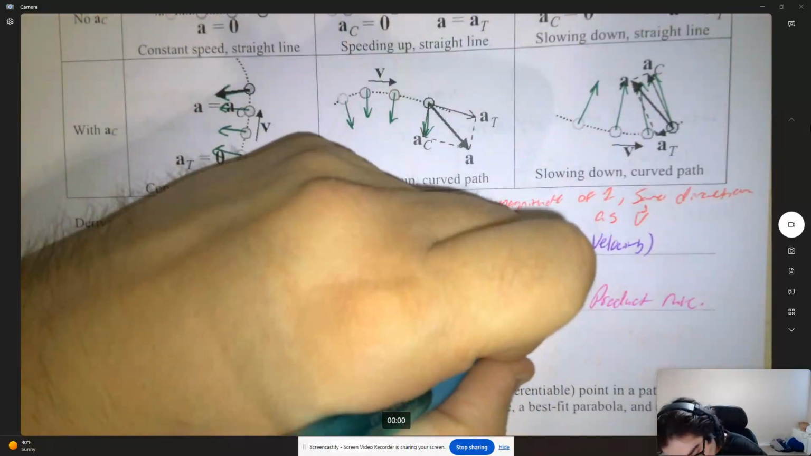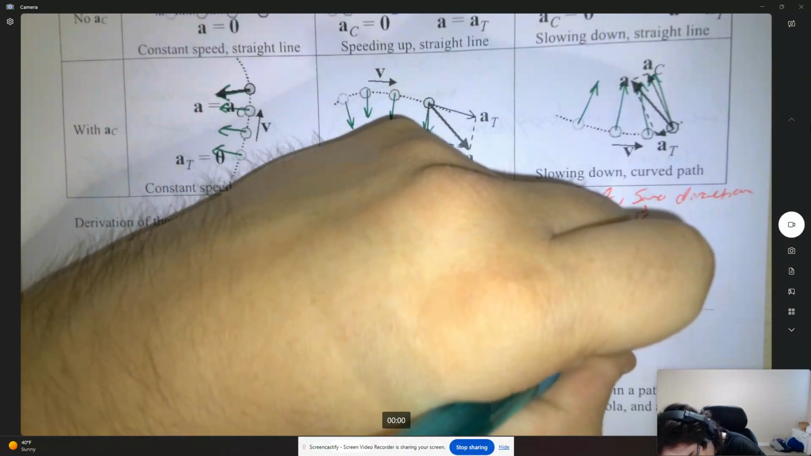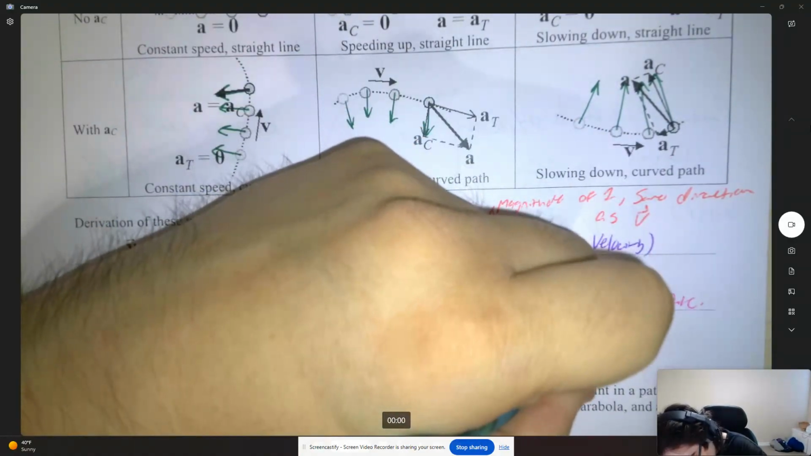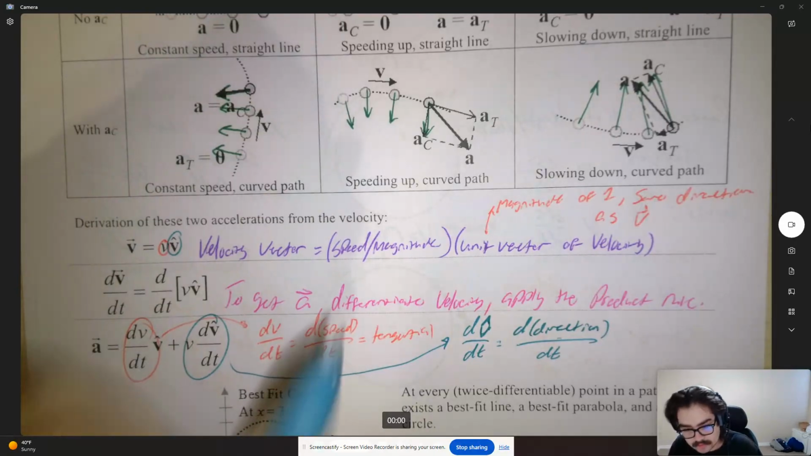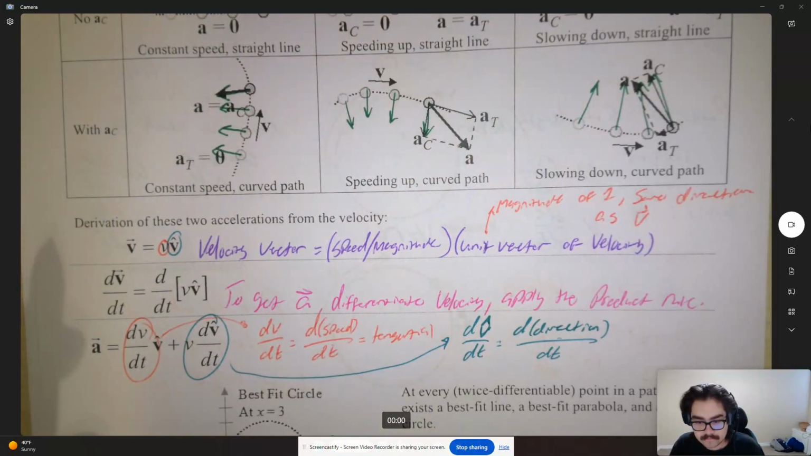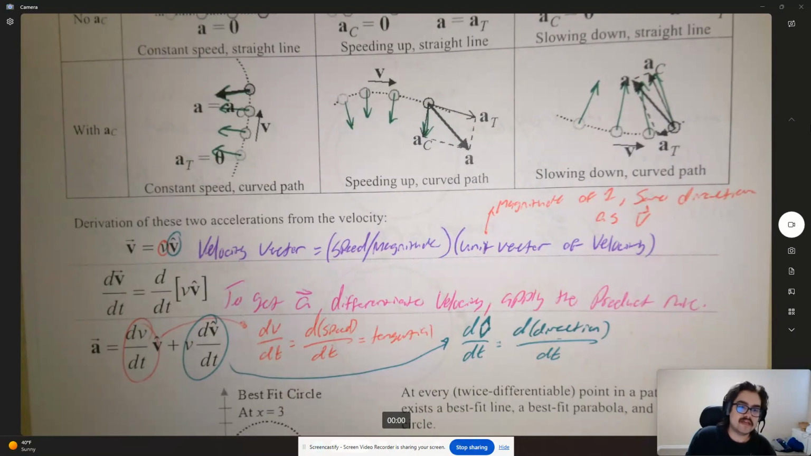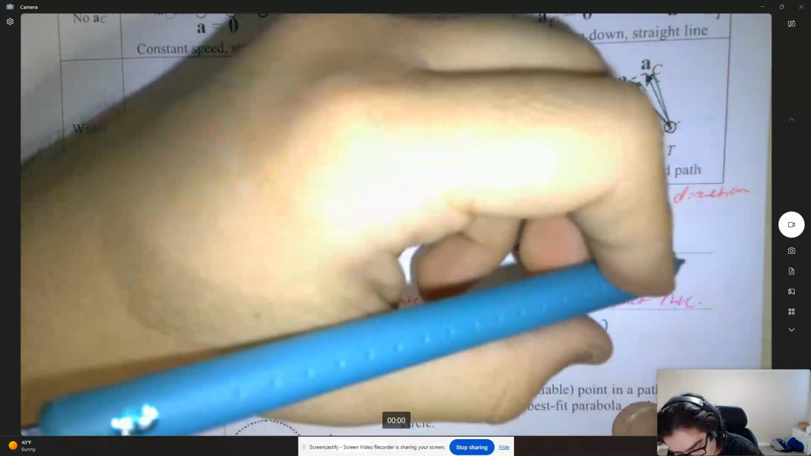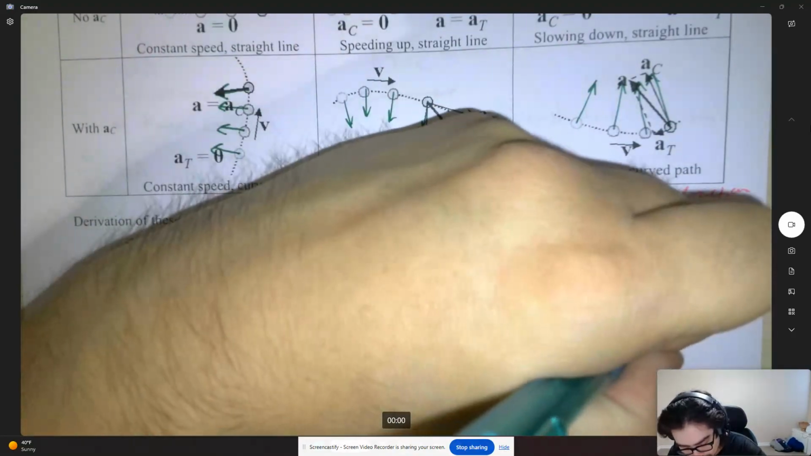So this is really d direction over dt. Change in direction is going to deal more so with the centripetal acceleration. So that's how we get the centripetal acceleration right here.